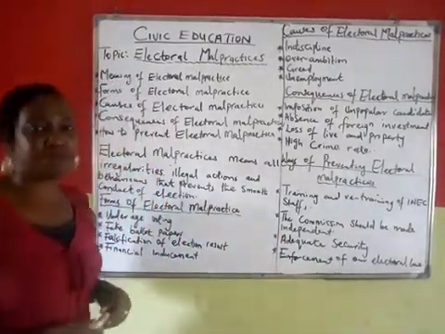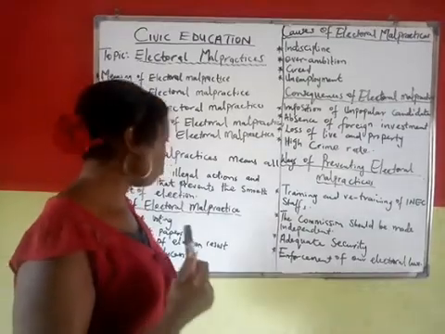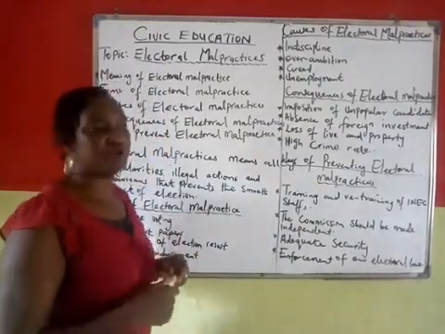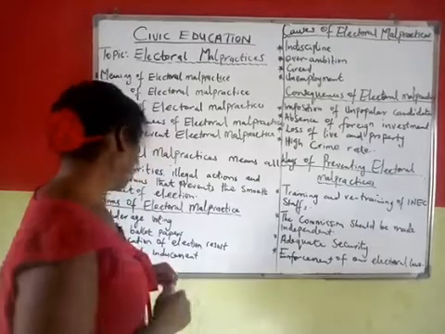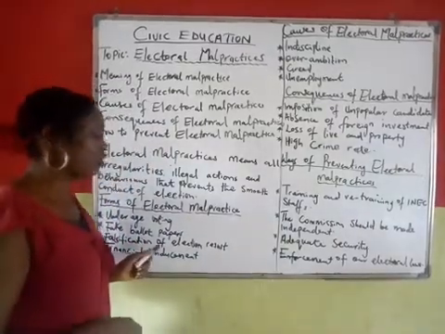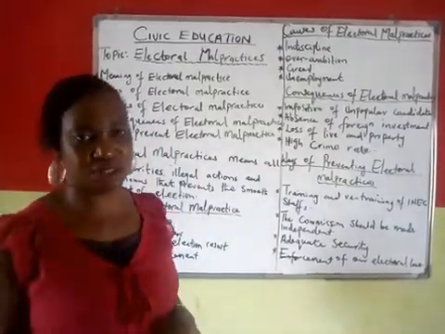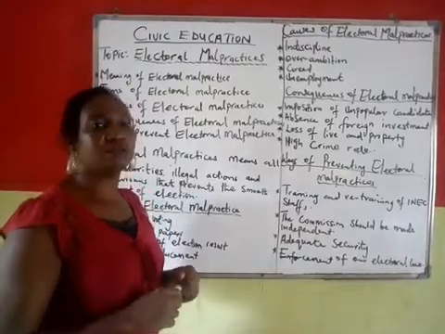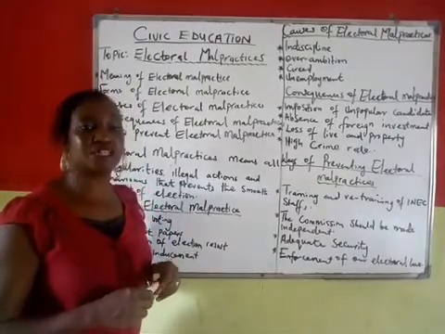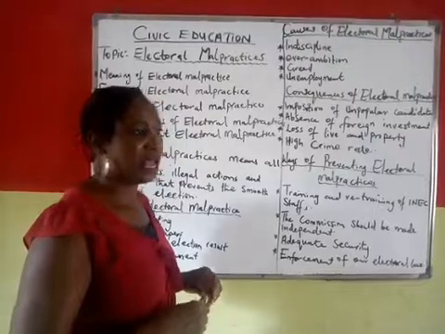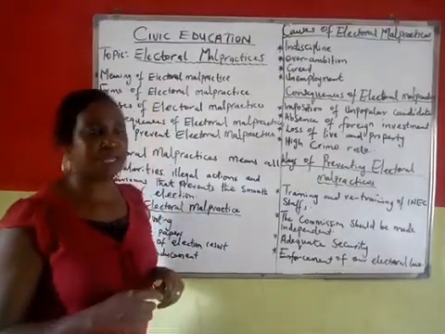So fake ballot paper is another form of electoral malpractice. We have falsification of election results. This is done when the electoral body decides to favor one party against the other party.